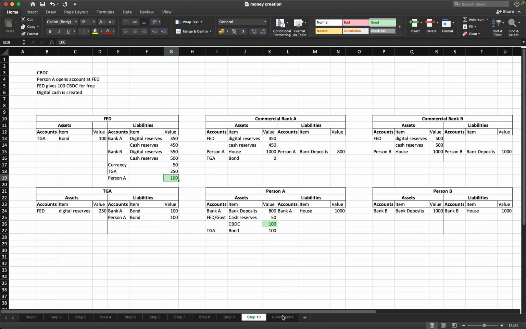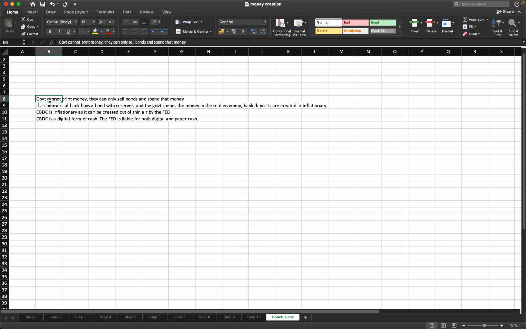So the conclusion of all of this, the government cannot print money. They can only sell bonds and spend that money. And as we saw, if the government sells a bond to a bank, they receive reserves, so no money is removed from the system. If they then spend those reserves in the real economy, on a person or a company, bank deposits are created, which is of course inflationary. CBDC in itself is inflationary as it can be created out of thin air by the Fed. And CBDC is a digital form of cash. The Fed is liable for both digital and paper cash.